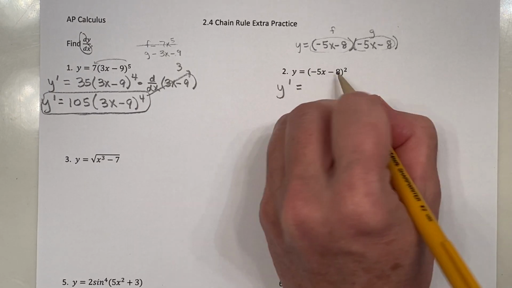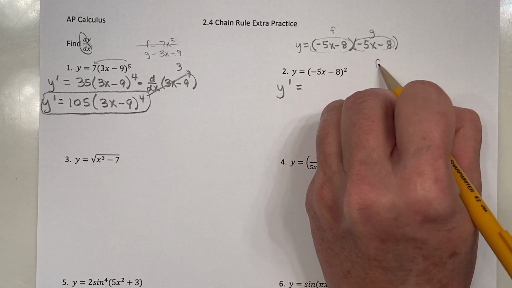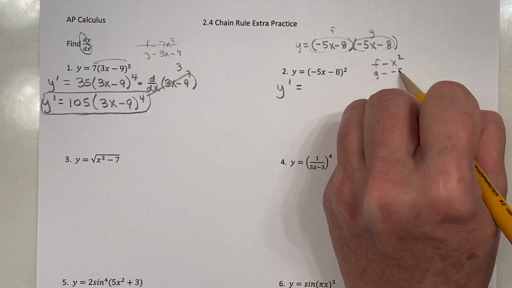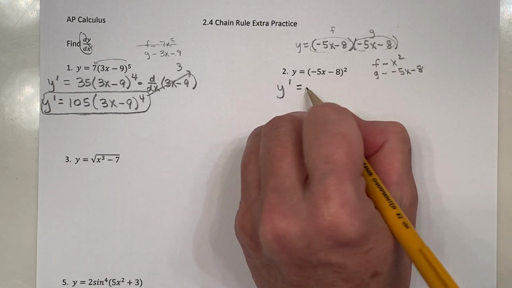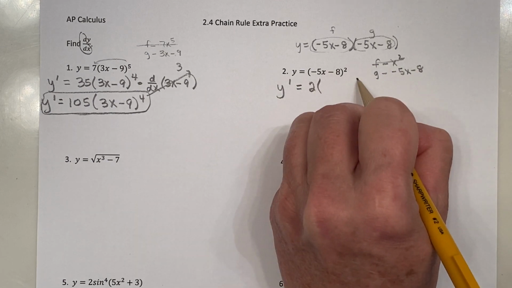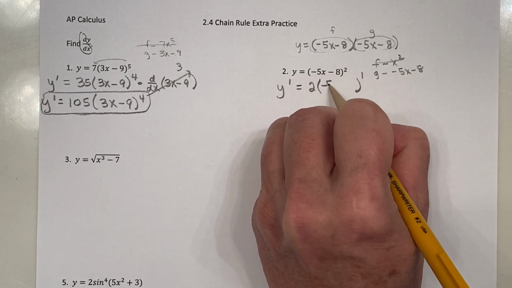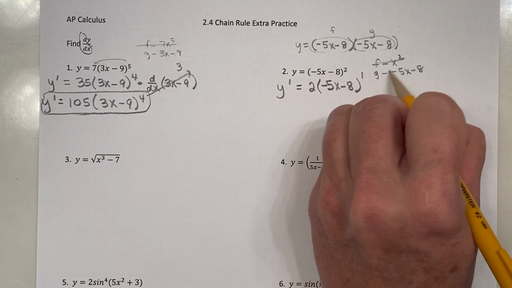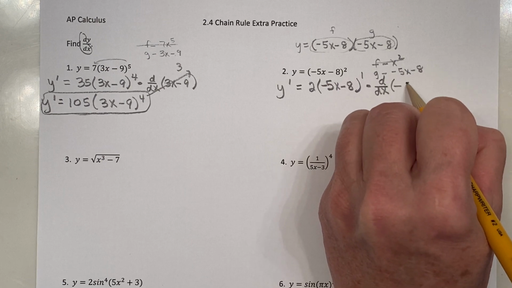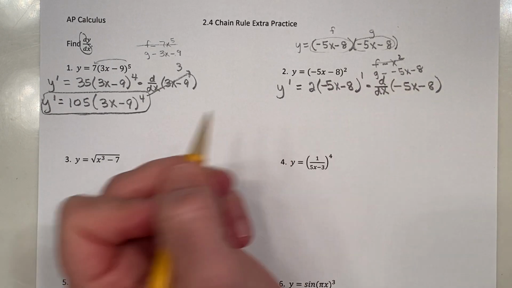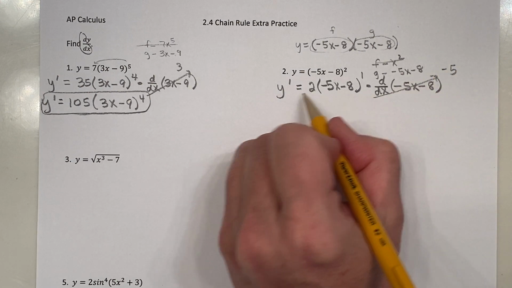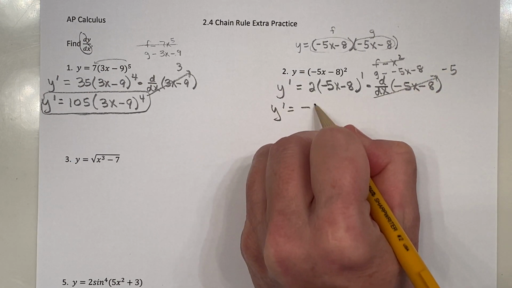So y prime equals, so if you think about decomposing this, maybe your outside function is x squared, and your inside function is negative 5x minus 8. So there's only two functions here. So to get started with the derivative, I would find the derivative of the outside function first. And we leave the inside function alone, but we set it up and say, hey, we got to find the derivative of what I left alone here. This derivative is easy. It's negative 5. Bring it up front. That becomes negative 10.